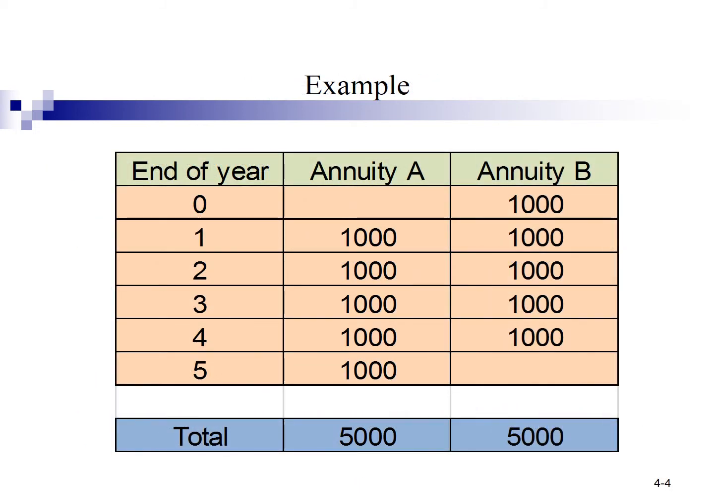Let's take a look at this example. Annuity A and annuity B both generate cash flow of 1,000 for the next 5 years. Are these two annuities the same? If you are given a choice, which annuity would you choose? Annuity A is an ordinary annuity with cash flow occurring at the end of the year. Annuity B is an annuity due with cash flow occurring at the beginning of the year. We shall analyze further.